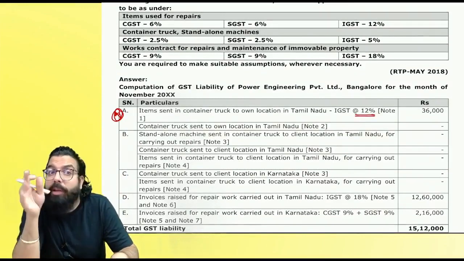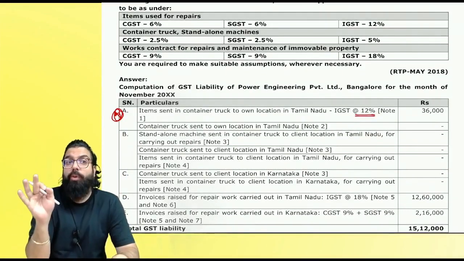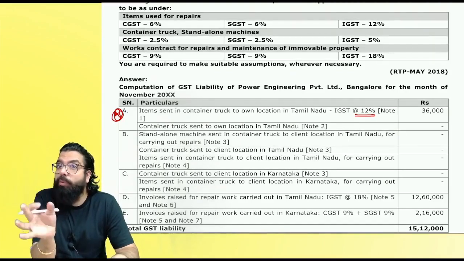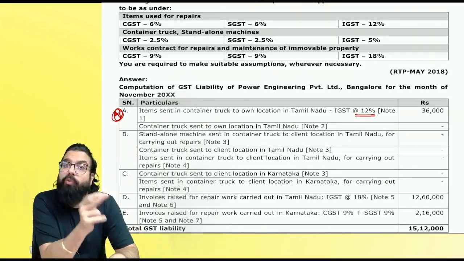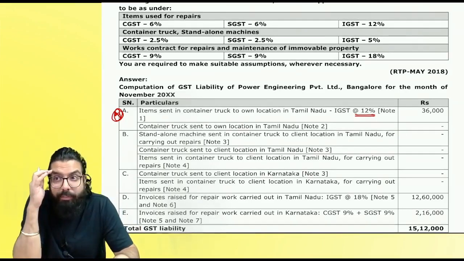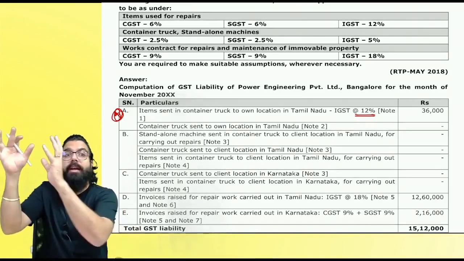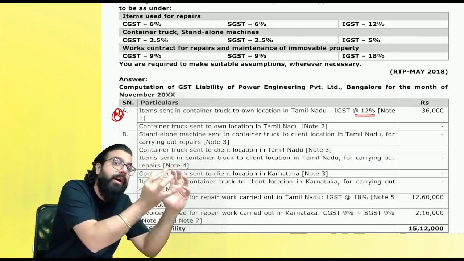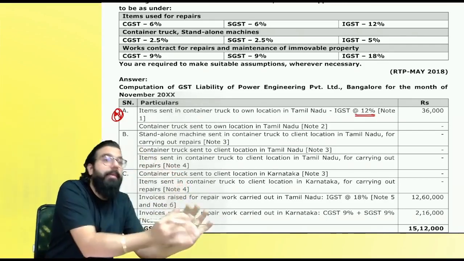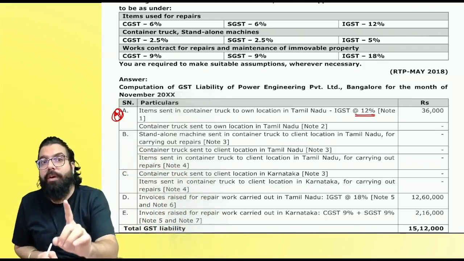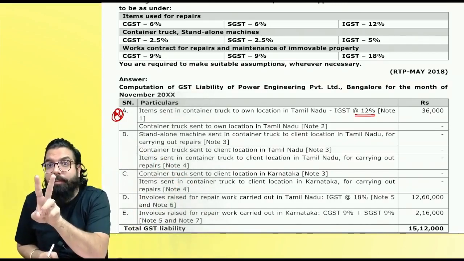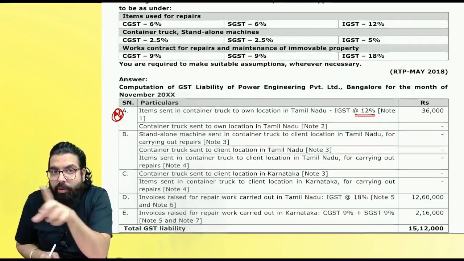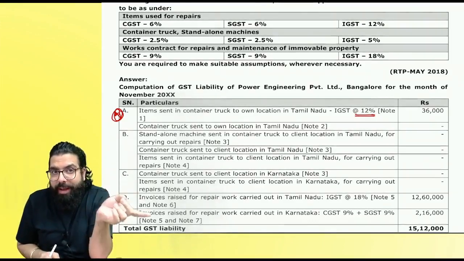Listen, what did we assume? We assumed that when the truck is going with the tools, the tools will not be supplied. The tools will be used for repair and maintenance. That was our assumption. What is their assumption? That when the truck is taking goods and going, the goods will be given to the Tamil Nadu branch. Are you guys able to understand? So that's the difference in assumption. What did we assume? That they will take the tools, use them for repair, and then come back.